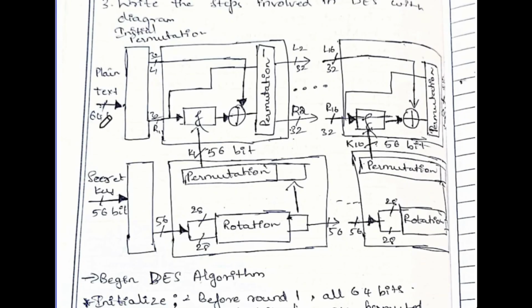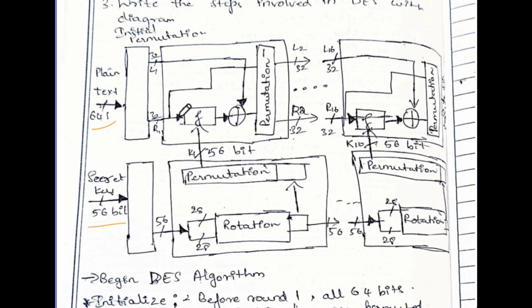Plain text of 64 bits and a secret key of 56 bits will enter into the initial permutation stage. The 64 bits are divided into 32 bits and 32 bits. The 56-bit key is divided into 28 bits and 28 bits. These 28 bits are given to rotation. After rotation, they go through permutation.